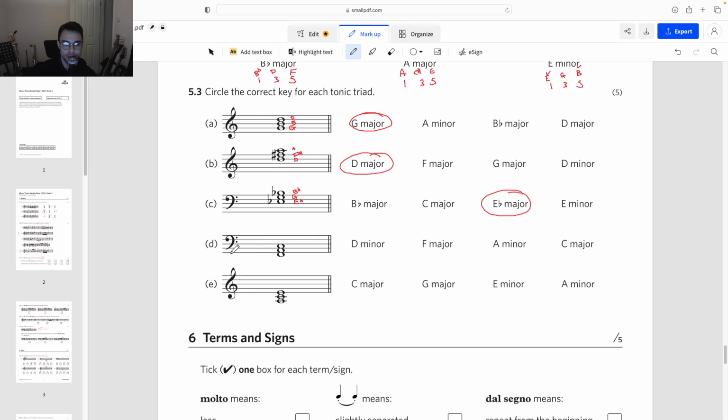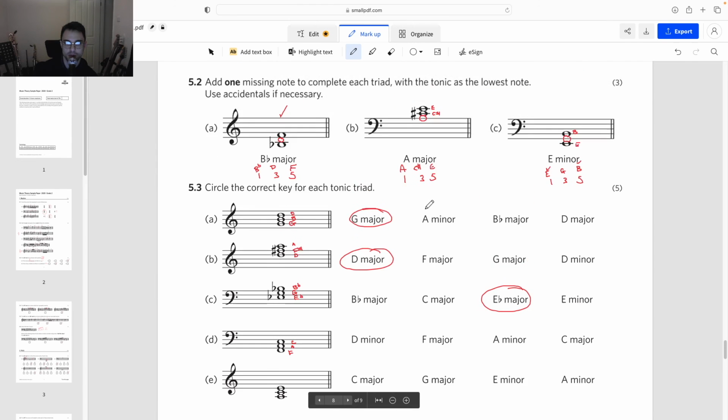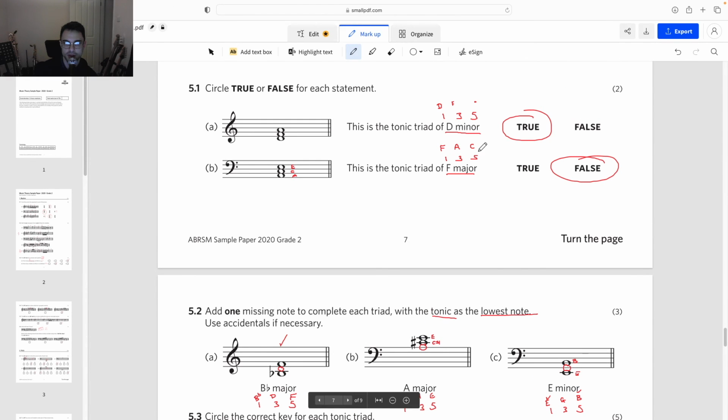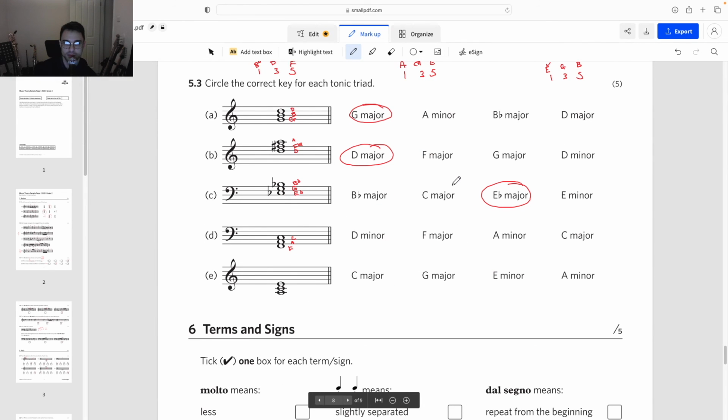Question D. We're in the bass clef, and our first note is an F. Second note is an A, and then we get a C. So F, A, C. We had this one up here somewhere. There it is, F, A, C. We were trying to prove that this was not an F major triad, but we worked it out anyway. So F major triad, F, A, C, circle that one. That's our answer.